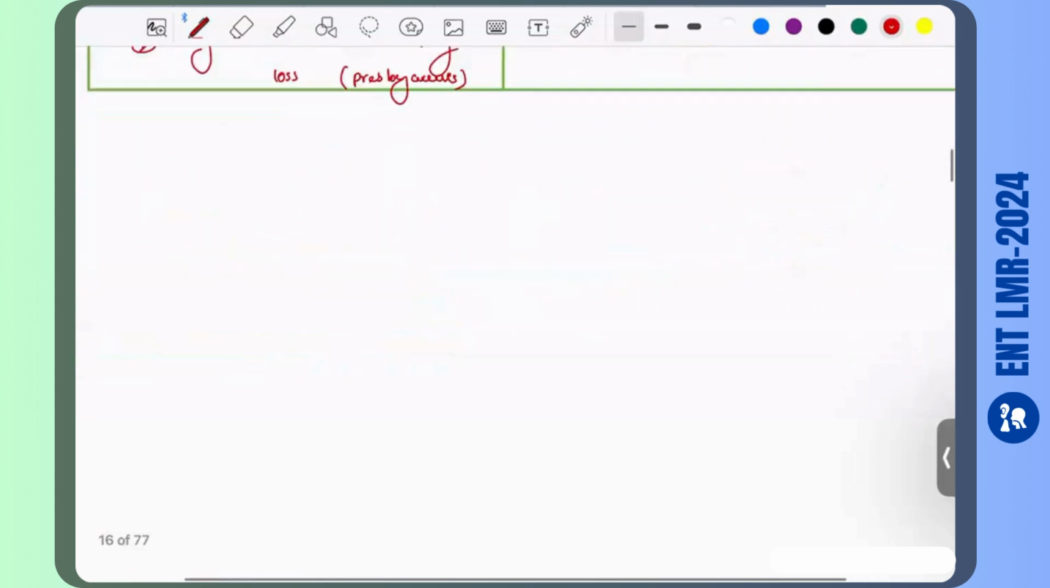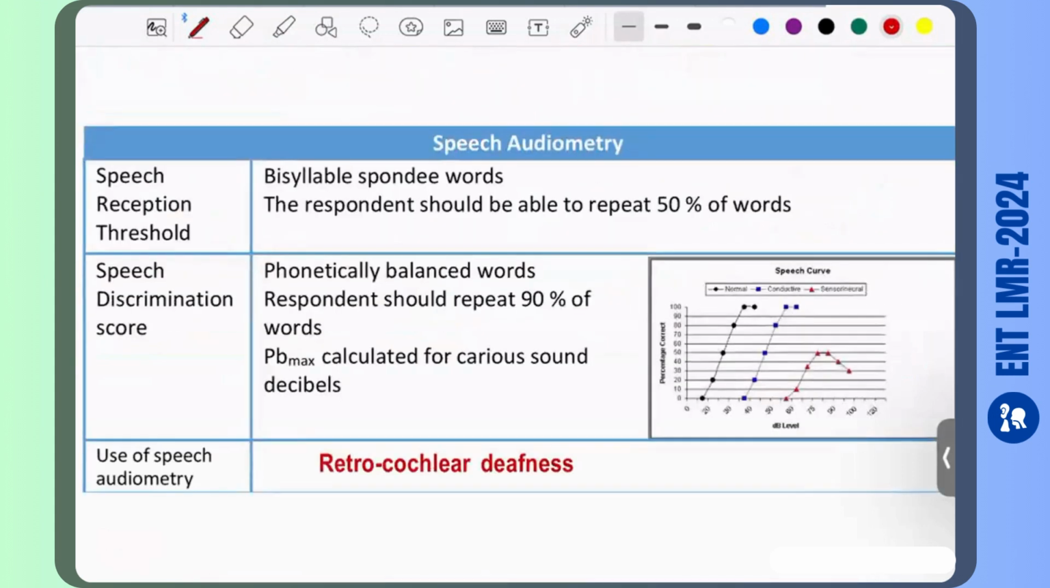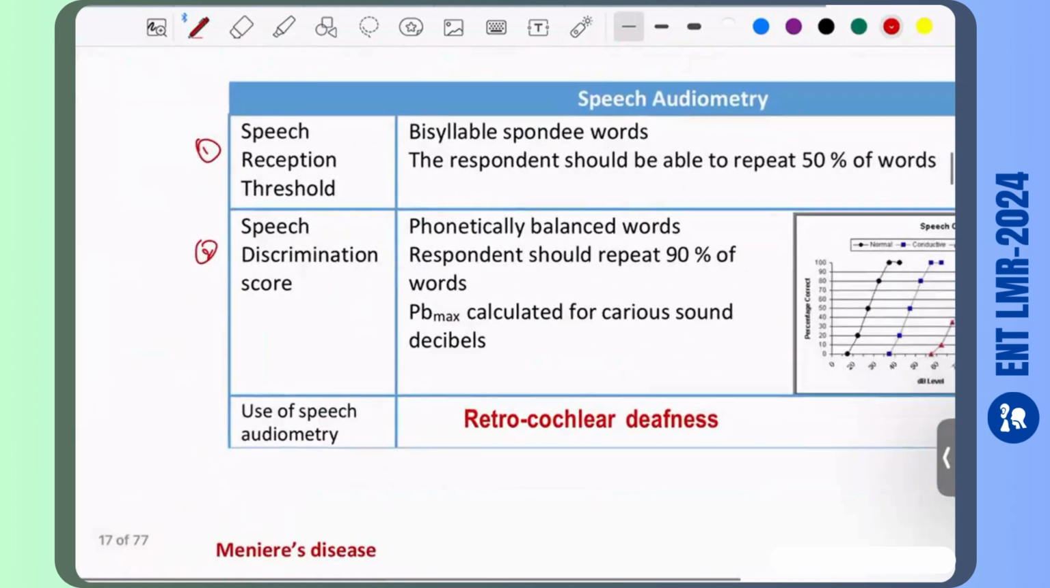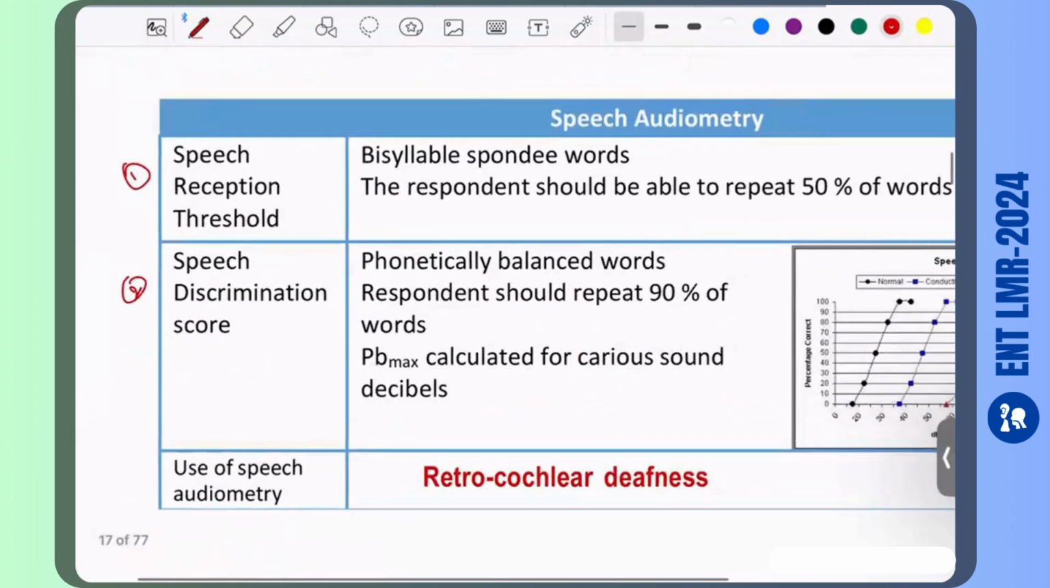So let us see what is speech audiometry. Speech audiometry has two types. One is speech reception threshold. Second one is speech discrimination score. The important thing you need to understand is speech reception threshold. If the patient is able to repeat 50% of the words, which are bisyllable spondee words, it is speech reception threshold positive.